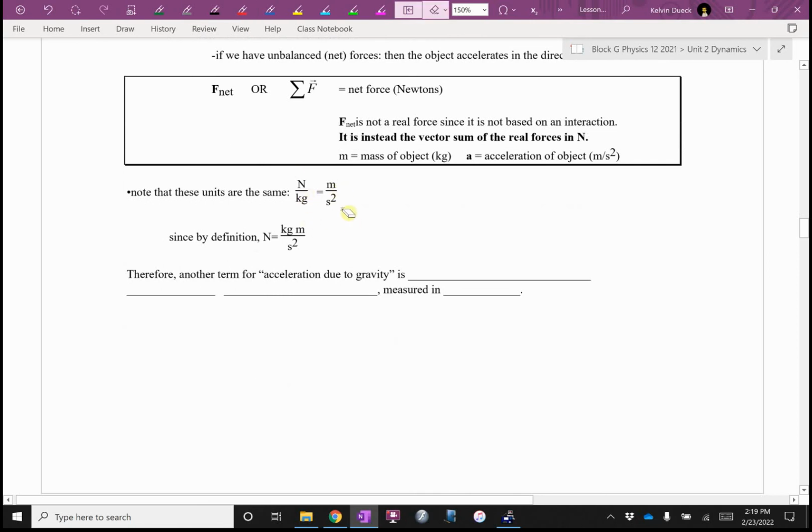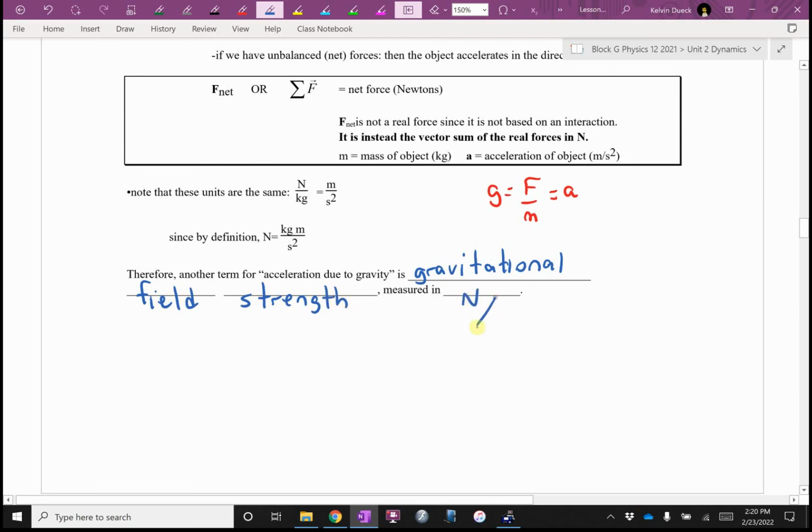Newtons per kilogram and meters per second squared must be the same thing because g equals F over m, which is also acceleration. Newtons per kilogram and meters per second squared have to be the same thing. So another term for acceleration due to gravity that I'm going to use more and more this year is gravitational field strength, measured in newtons per kilogram.